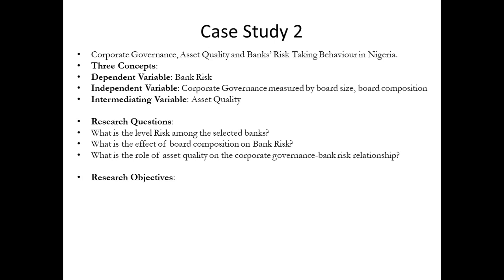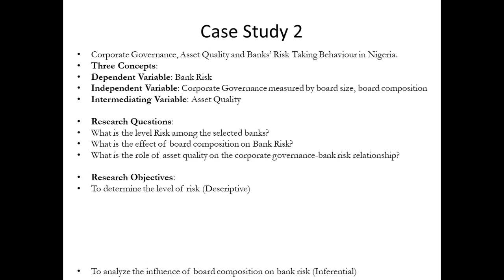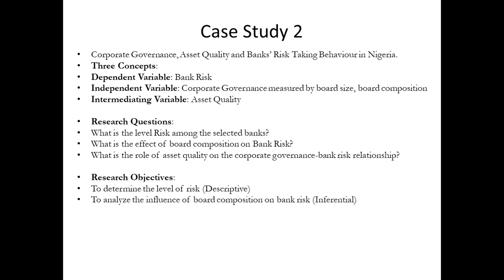So let's say, for instance, your research objectives will now be to determine the level of risk. It's a descriptive issue. To analyze the influence of board composition on bank risk. It's an inferential issue. To investigate the role of asset quality on the corporate governance bank risk relationship. It's also an inferential issue because I'm linking three concepts together.